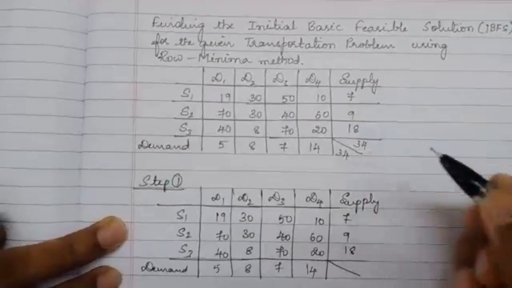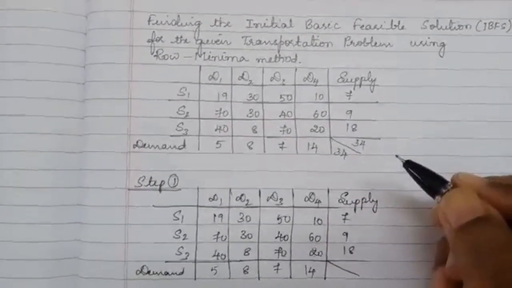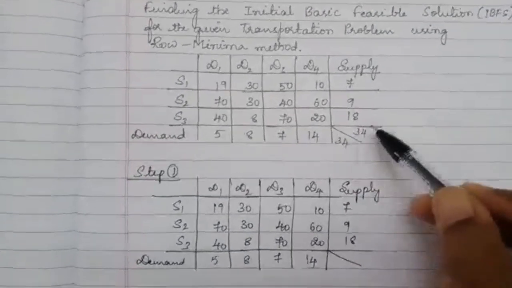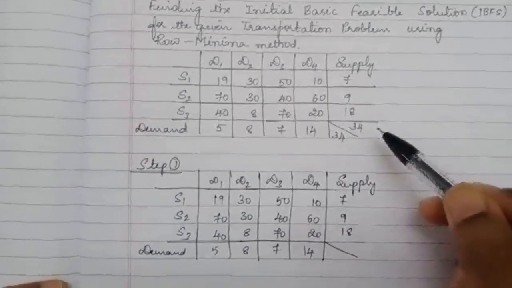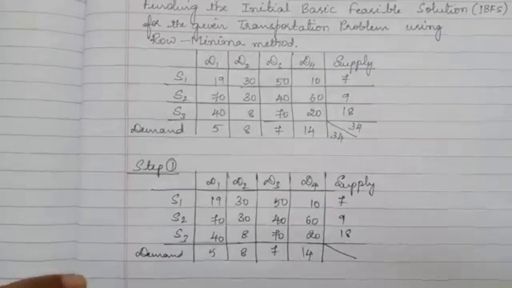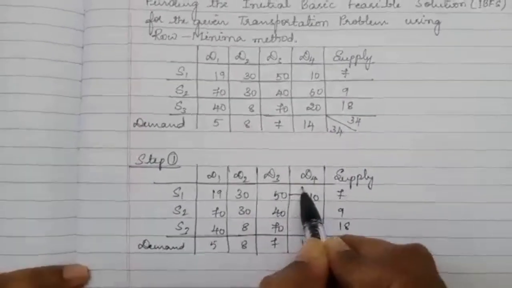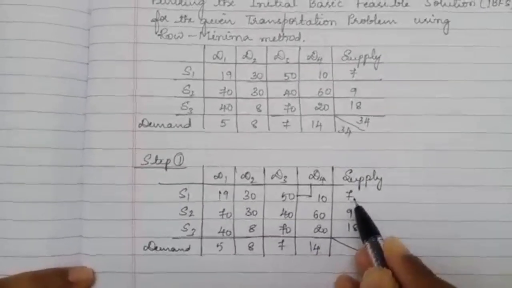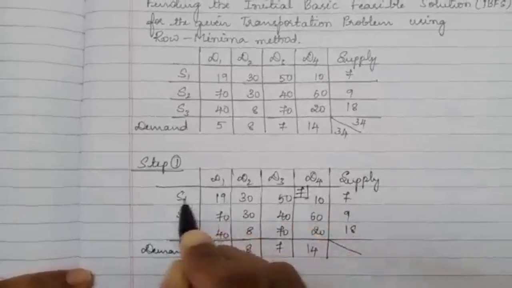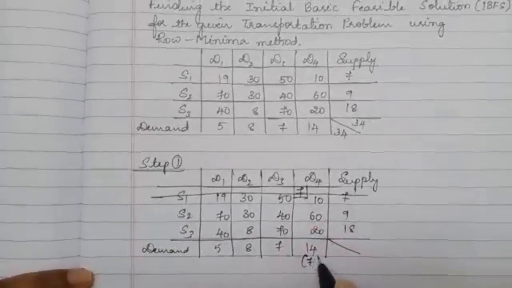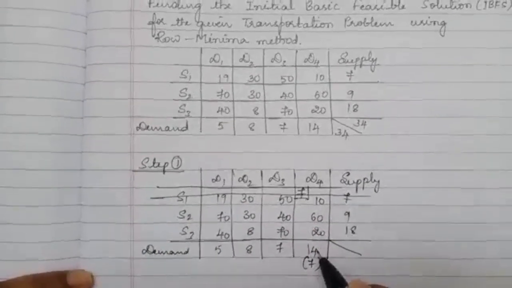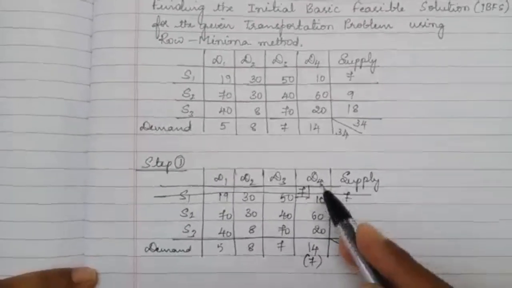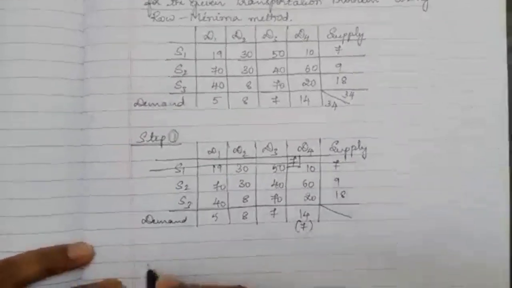So this problem is balanced, as we know in the previous methods we have checked whether the problem is balanced or not, and whatever I have considered is a balanced problem. So I am going to allot for this particular cell. If you check supply and demand, supply is less, so I am allocating supply, and the demand from destination 4 was 14. We have given 7, so 7 more is required for destination 4.